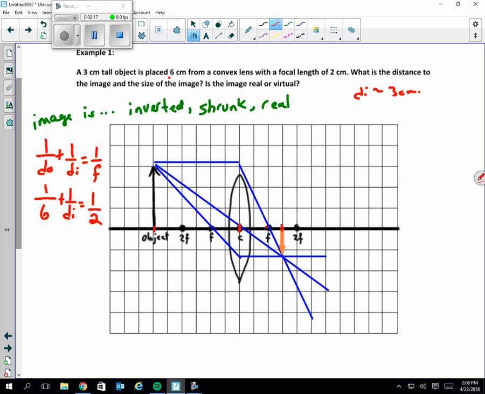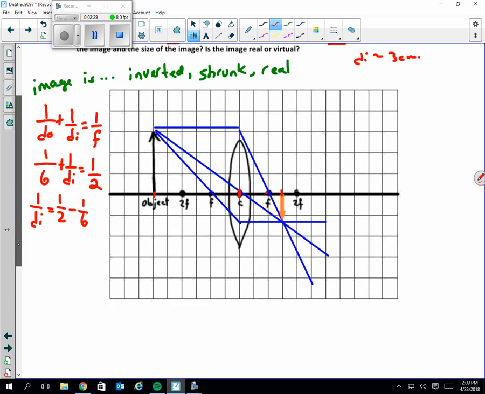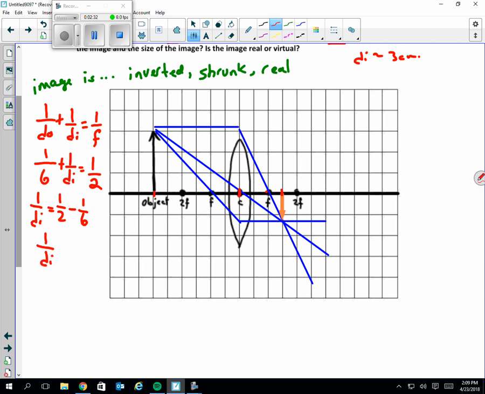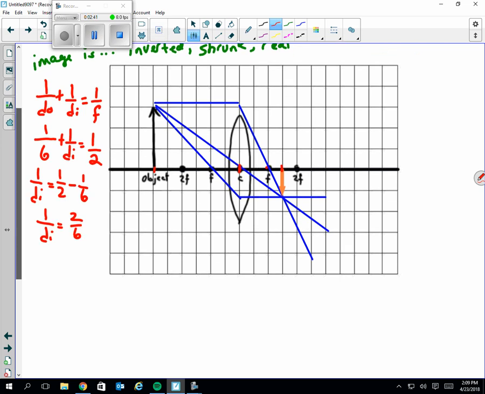The DO was given up here. Focal length is given here. So 1 over DI equals, I'm going to subtract 1/6 from both sides. So 1 half minus 1/6. 1 over DI is equal to, the common denominator is 6, 3/6 minus 1/6, is 2/6. Now I have to take the reciprocal to get DI, so DI is 6 over 2, DI equals 3, which is exactly what we got in our ray diagram.